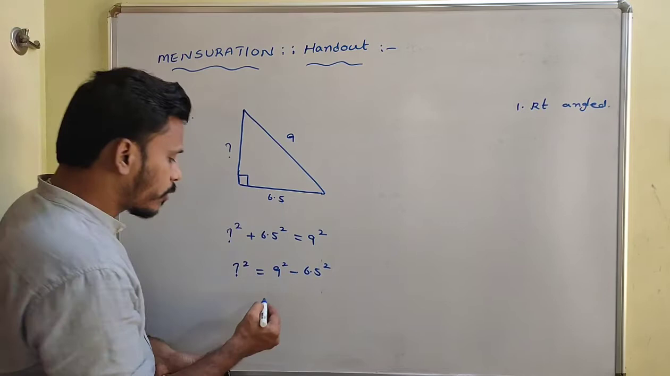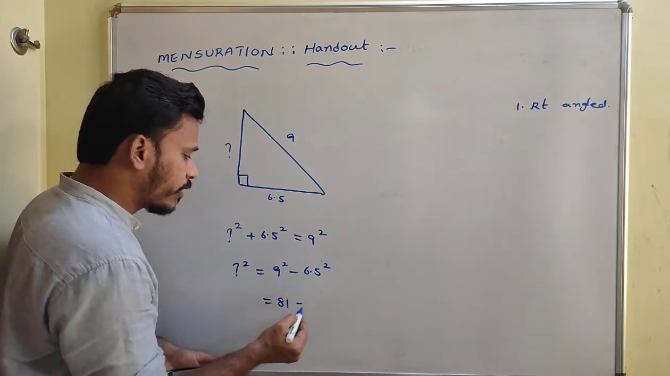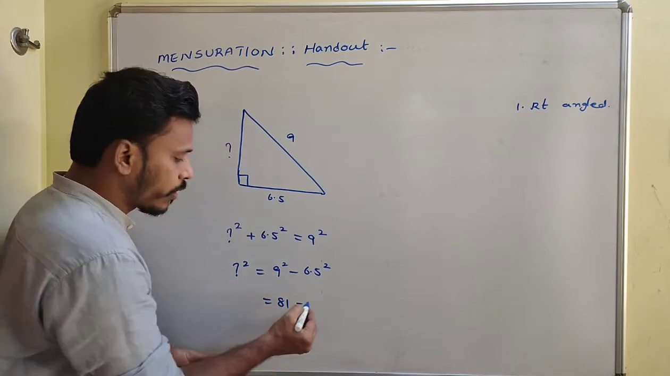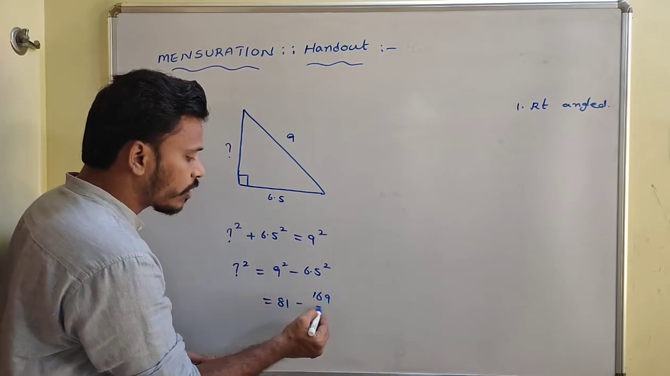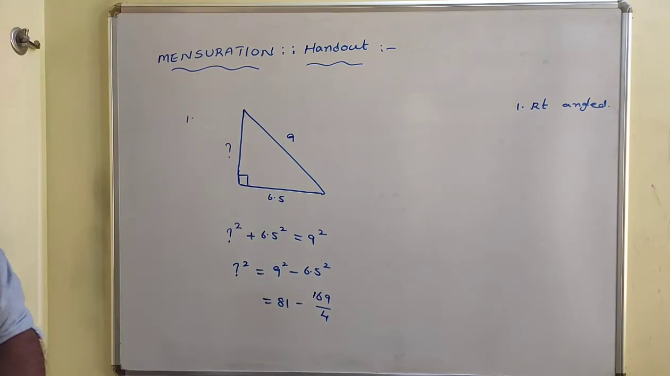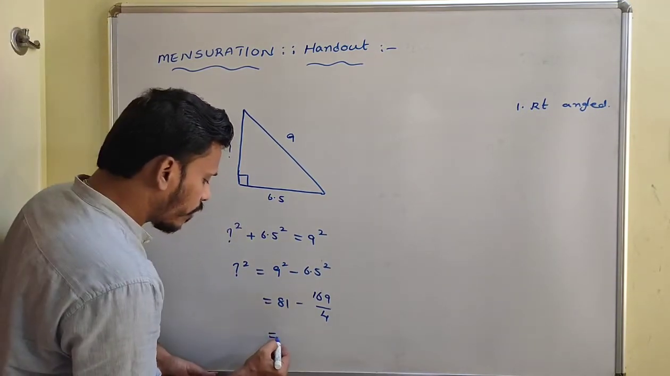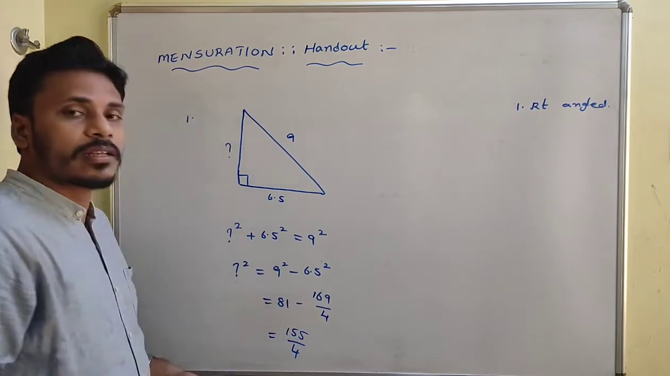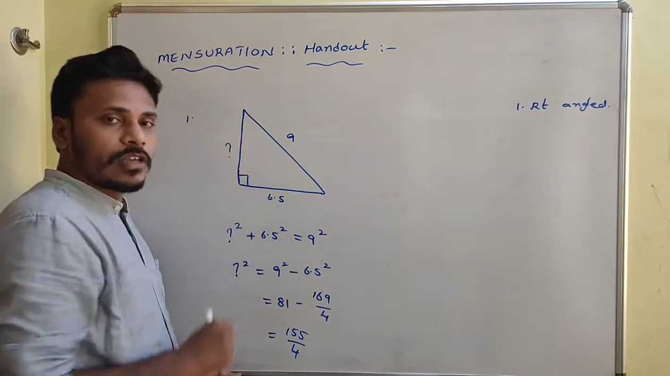9 square is 81. 6.5 means 13 by 2, and 13 by 2 square means 169 by 4. So 81 minus 169 by 4, on simplification we get 155 by 4. This is the question mark square value, the length of this unknown side.